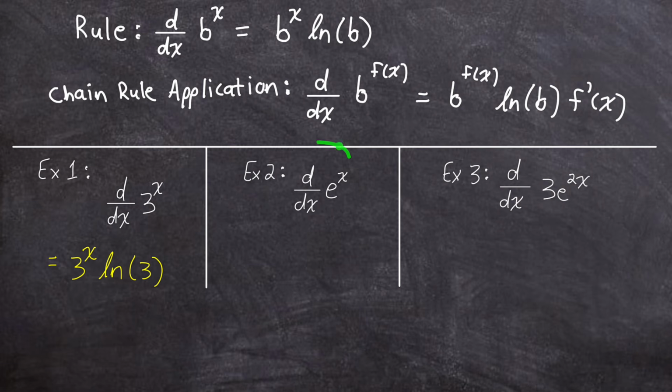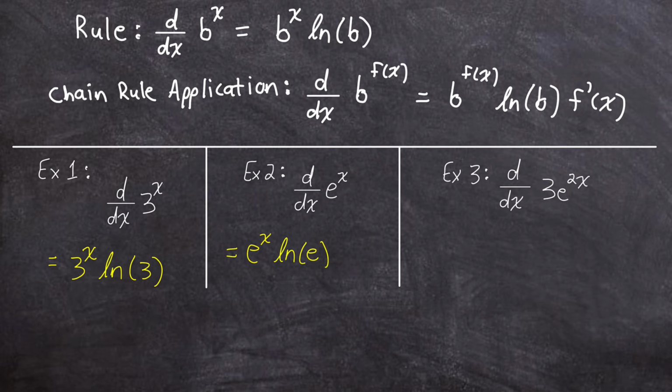And in the second example, let's look at this very special case where we're finding the derivative of e to the power of x. Remember, e is Euler's number. It's that irrational number, 2.718, and so on. If I apply my derivative rule for exponential functions, I know I would keep the exponential function e to the x, and then multiply that by the natural logarithm of the base of the power.